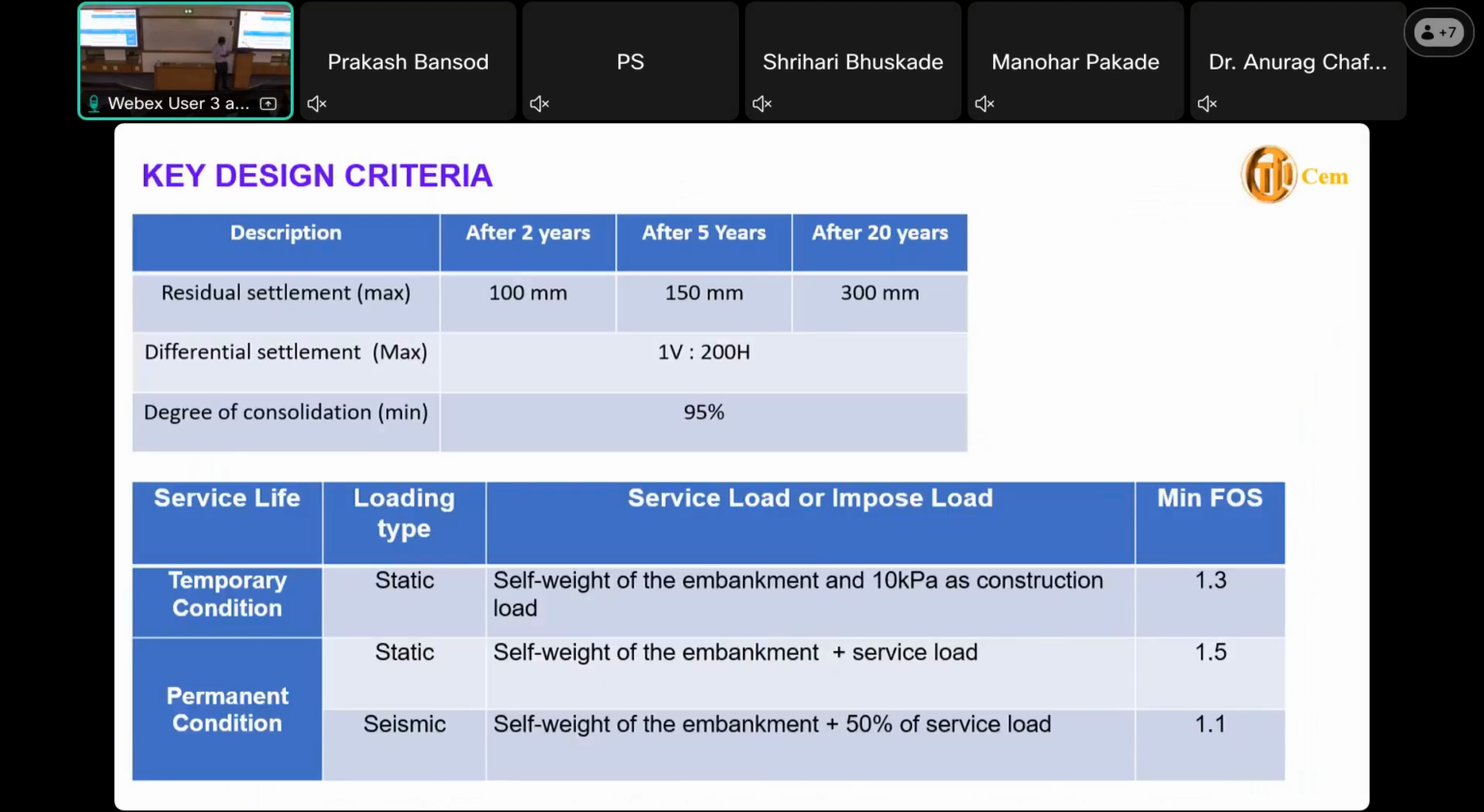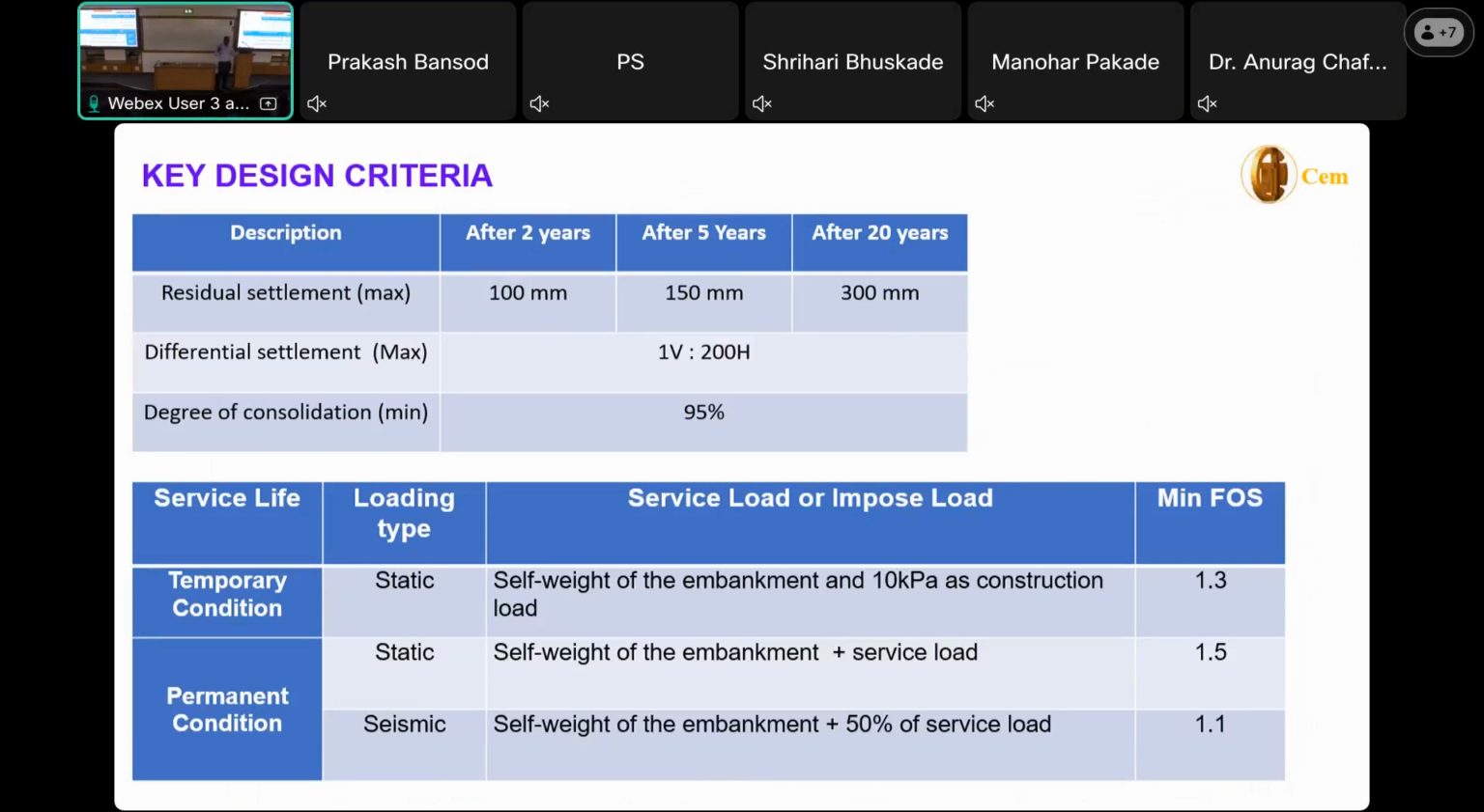What are the other design criteria? The ground improvement is to be done for 95% degree of consolidation, and the residual settlements are 100 millimeters after 2 years, 150 after 5 years, and 300 millimeters after 20 years. That is the maximum limit. The differential settlement should not be more than 1:100. This is the ground improvement criteria.